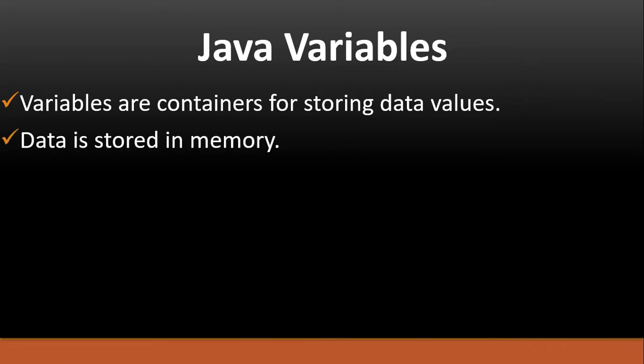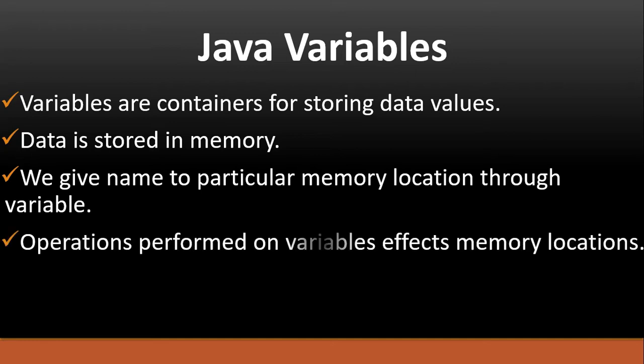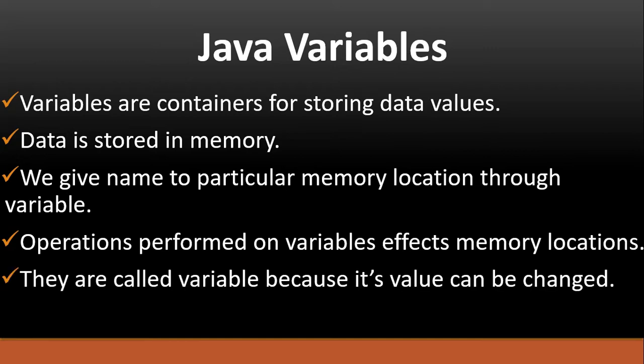Variables or data are stored in memory. We give a name to the memory location. If you want to access your data or if you want to store data, you need to have access to the memory location, and that can be done through variables. We can perform operations on a variable, and whatever operation we perform on a variable affects the memory location. They are called variables because we can change their value at runtime or during programming.